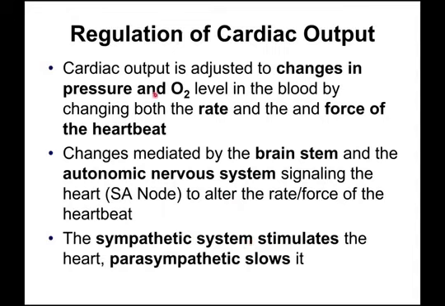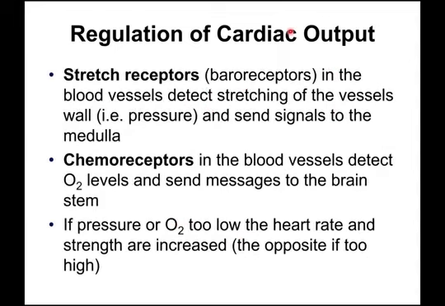How are changes in pressure and oxygen detected so that the cardiac output can be adjusted? It's through two types of receptors. Do you remember, when we were talking about the sensory nervous system, we talked about 5 different types of receptors that are present there. Some that detect heat, pressure, chemicals, and so on. So there are 2 types of receptors that do detect the pressure and the level of oxygen.